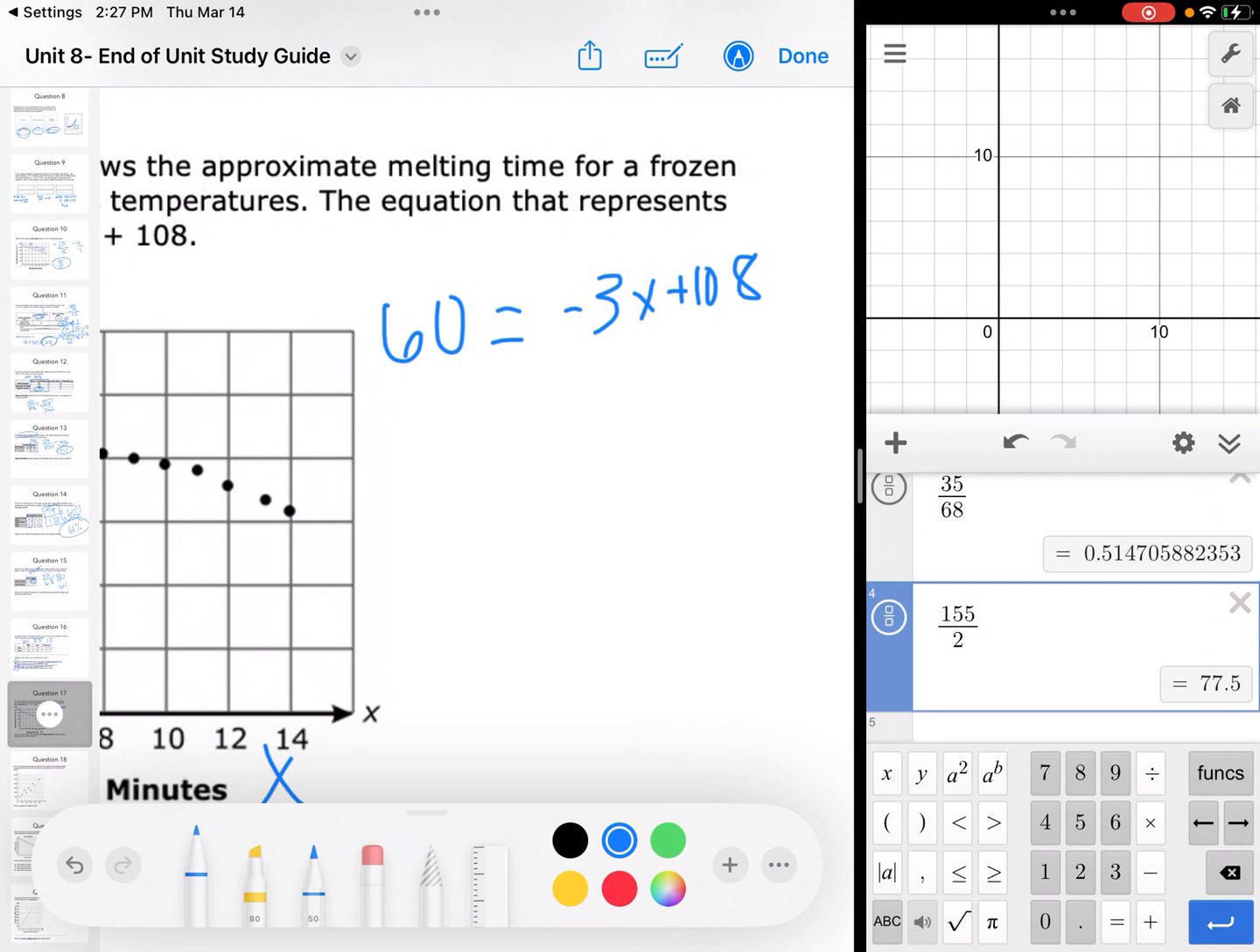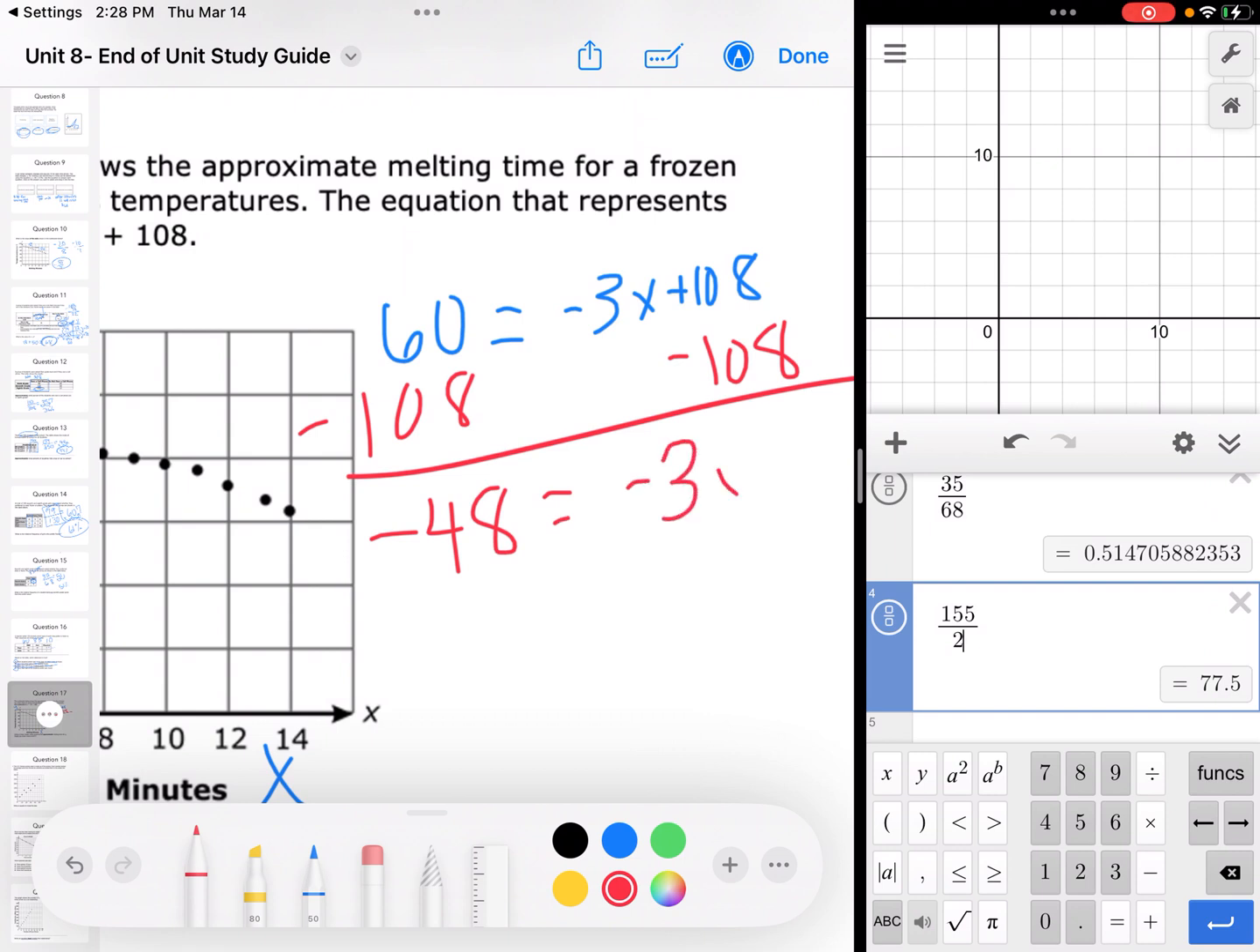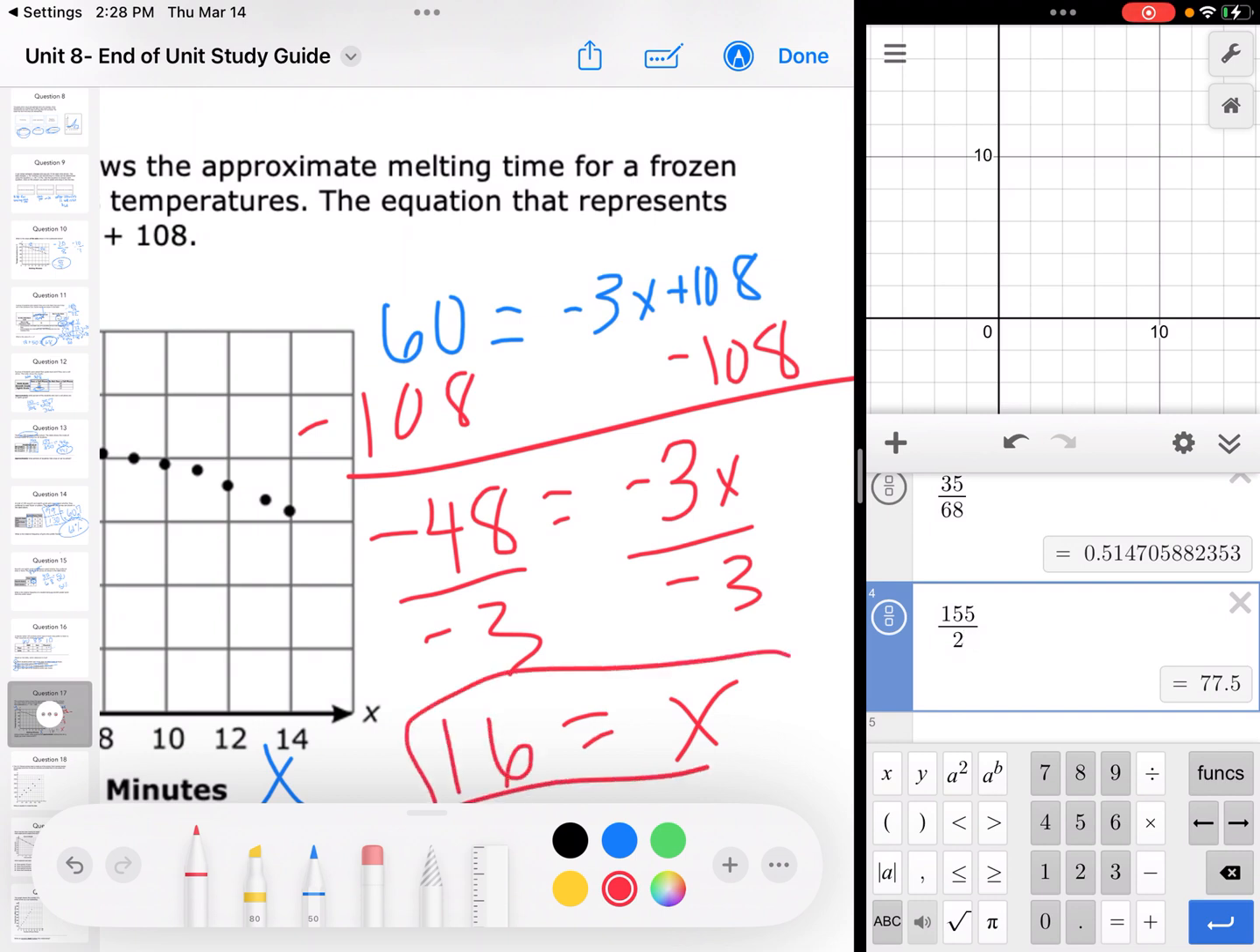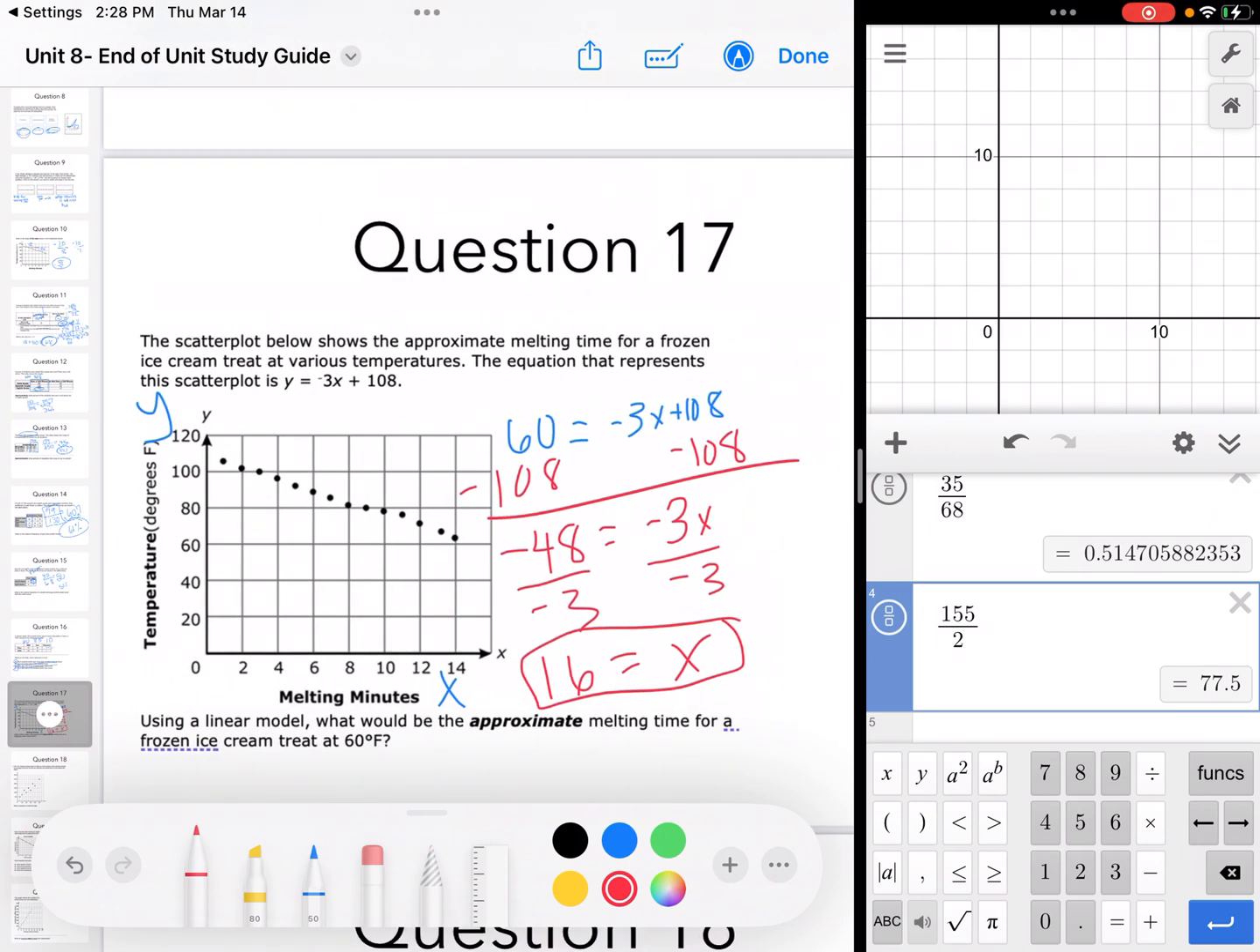So I'm going to subtract 108 on each side, and I get negative 48 equals negative 3x. Divide by negative 3. X equals 16. So it would take 16 minutes.